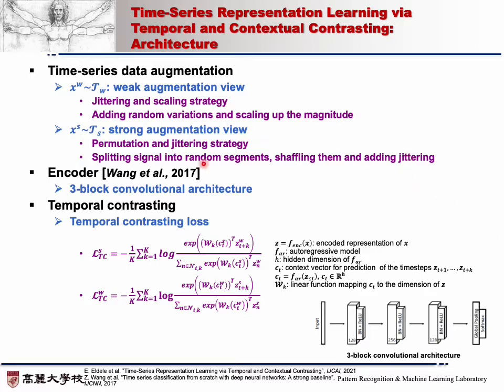Then we have one encoder with a 3-block convolutional architecture, which looks like that. It's just a simple convolutional encoder and nothing special here about it.